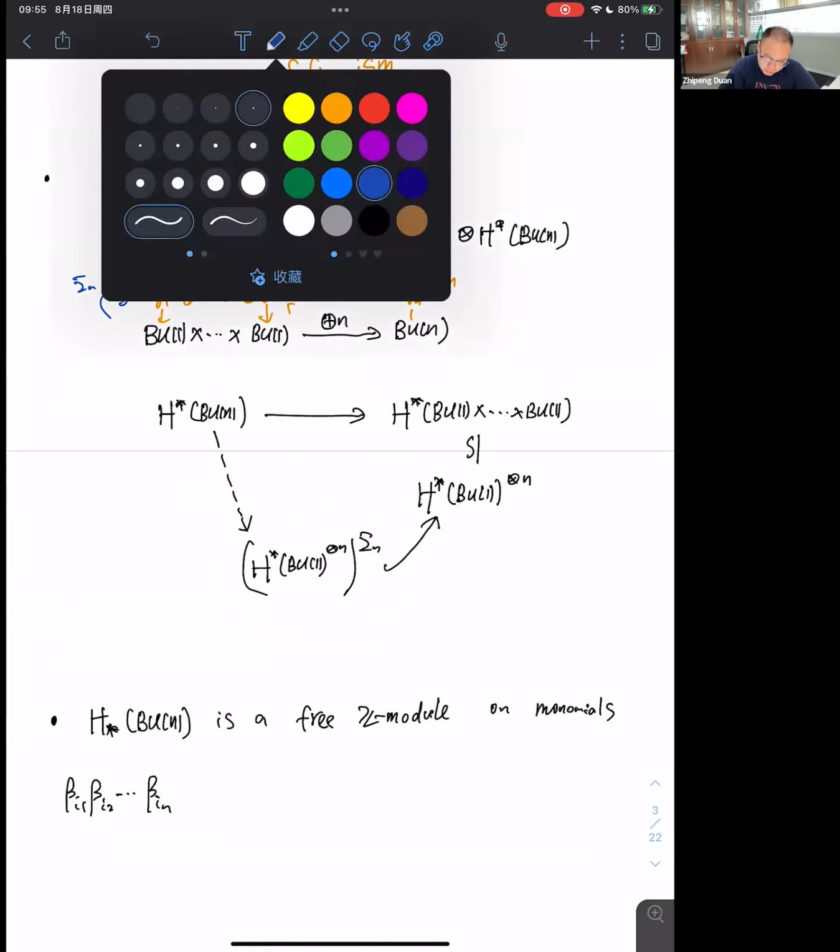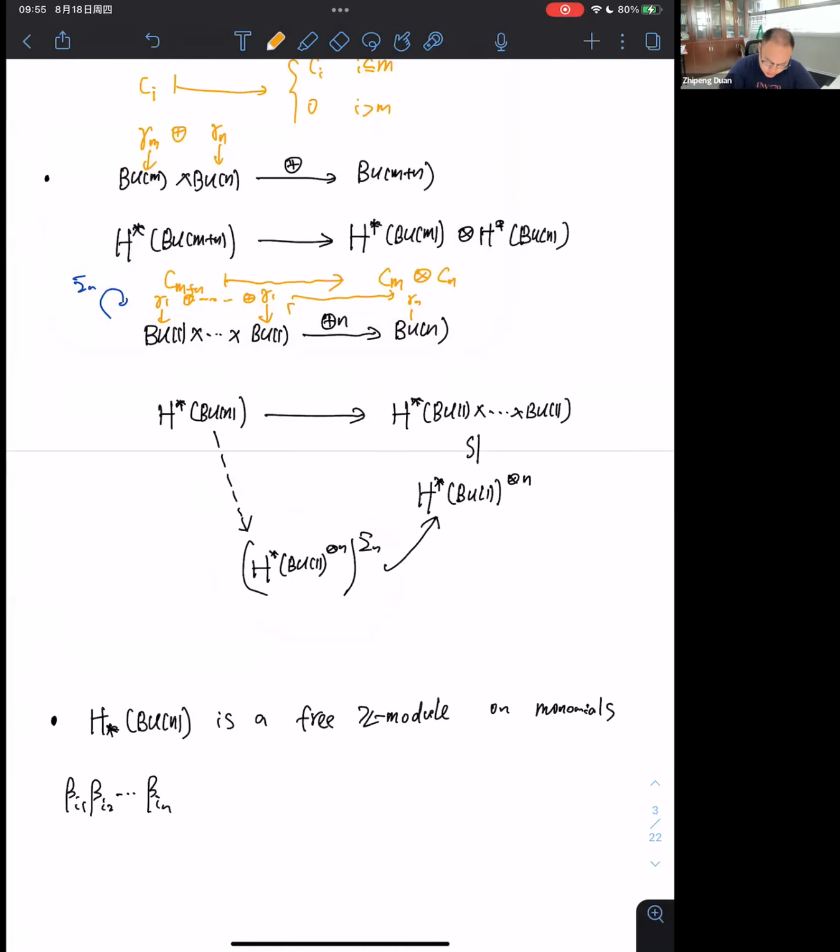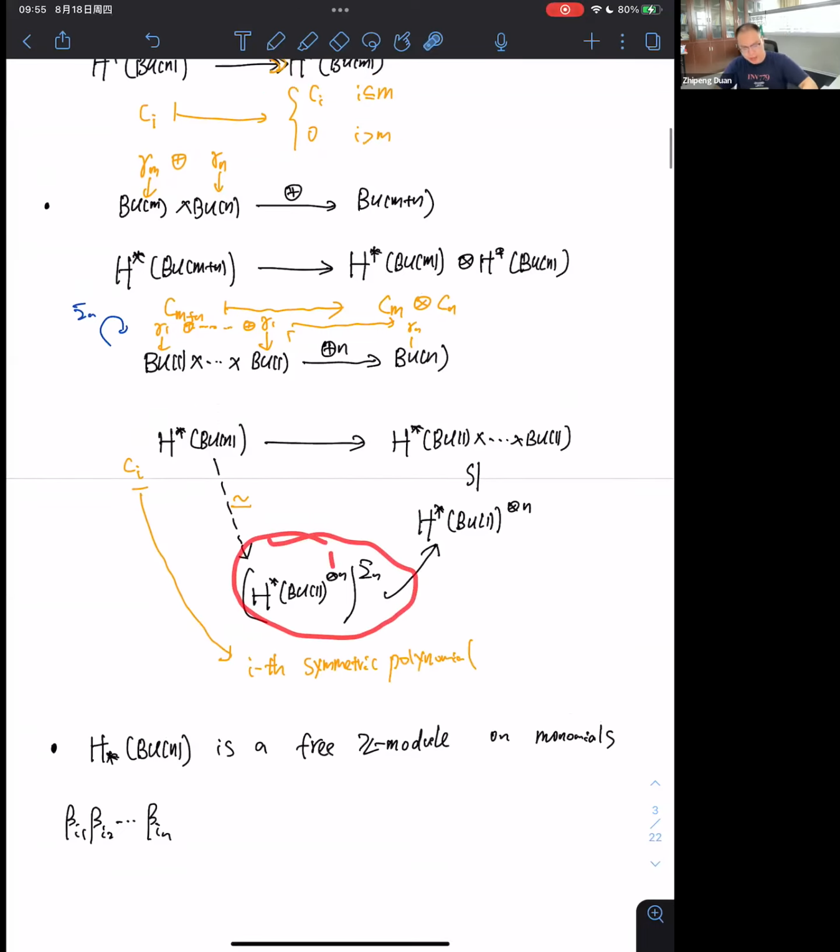And moreover, this factorization turns out to be an isomorphism. And under this isomorphism, the generator Ci, the ith Chern class, will be mapped to the ith elementary symmetric polynomial in these invariants. So this will generalize to the above result. In the general case, the top Chern class C(m+n) will map to Cm tensor Cn.